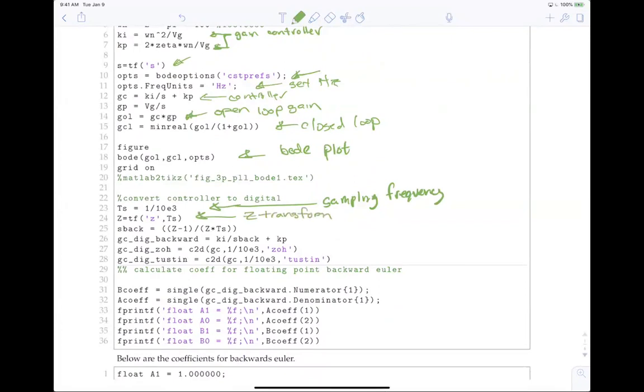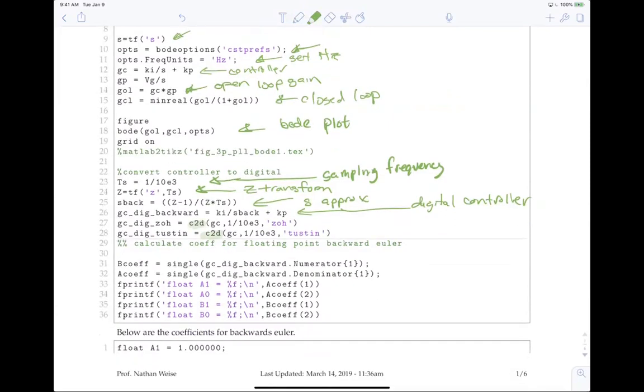So we create a transfer function object in the Z domain, capital Z, with a sampling time of 10 microseconds. And then we can write line 25, which is essentially the backwards Euler approximation for S, right? And then we feed that into line 26. So this will be our digital controller using the backwards approximation. And of course, in lines 27 and 28 I calculated them using different approximations like zero order hold and Tustin, using MATLAB's predefined function C2D, which will convert a continuous time system to discrete using different approximations. The only downside is they don't have one for backwards Euler, so I just made it up by myself there.